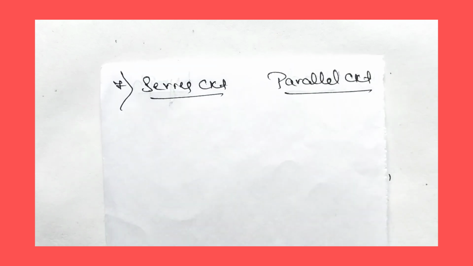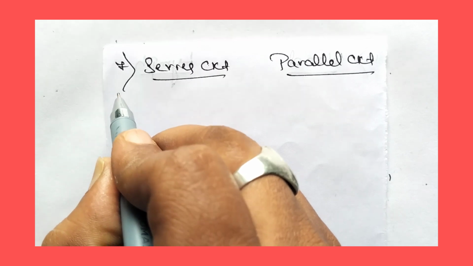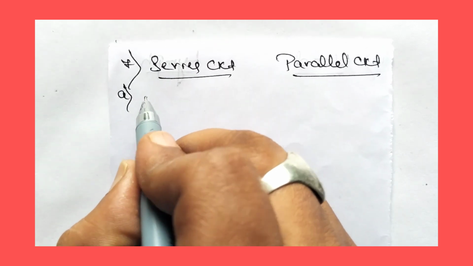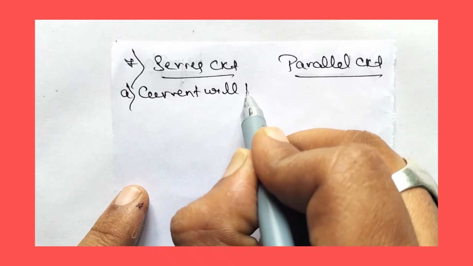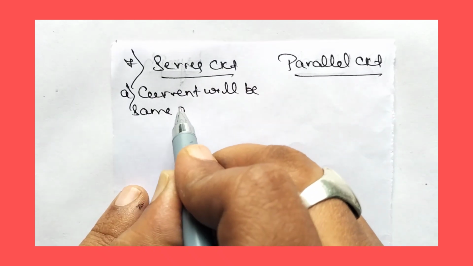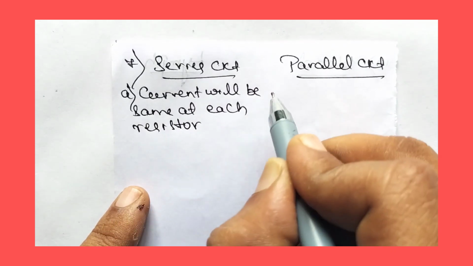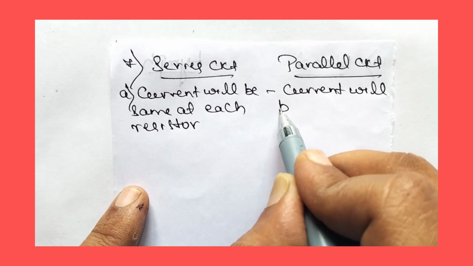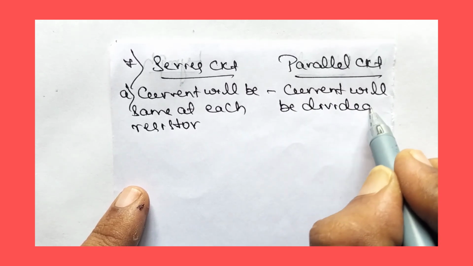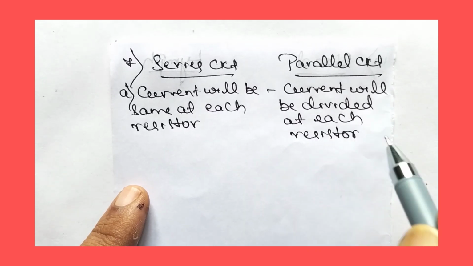So now let us move to the next question, that is question number 7: what are the differences between series circuit and parallel circuit. In a series circuit, the first point is that current will be same at each resistor.